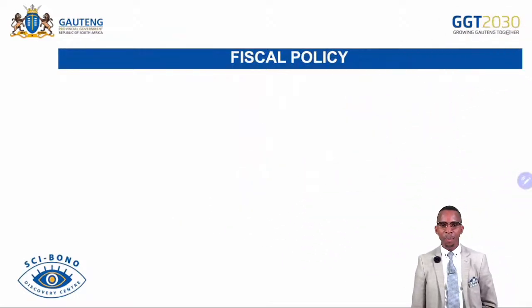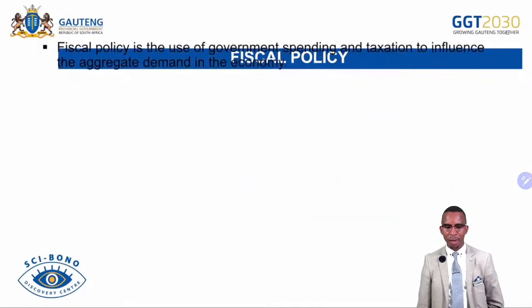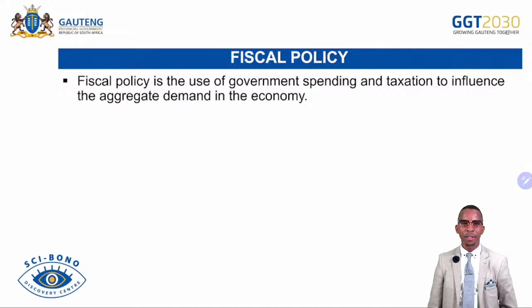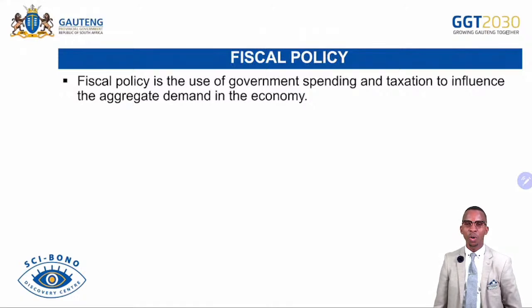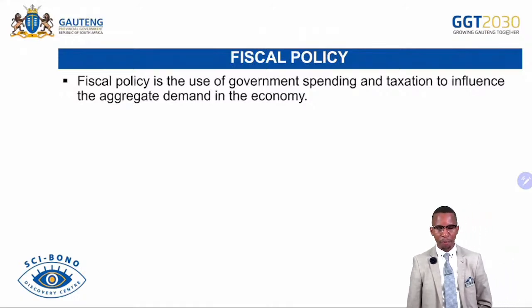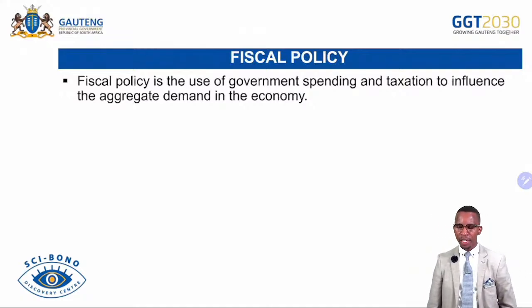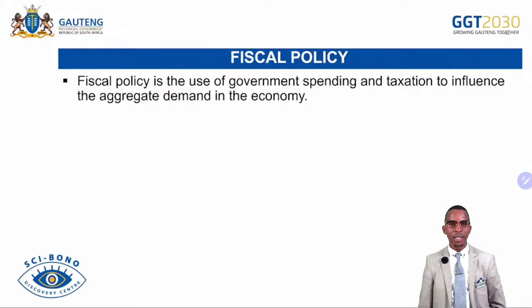And then the fiscal policy. Remember, this is the policy by the government administered by the Treasurer or Finance Department or Minister of Finance to ensure that it controls what we call the aggregate demand in the economy. Fiscal policy is the use of government spending and taxation to influence the demand in the economy.